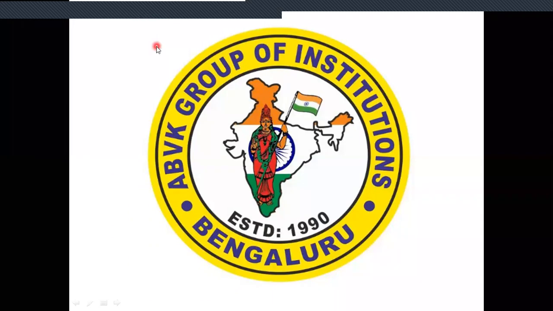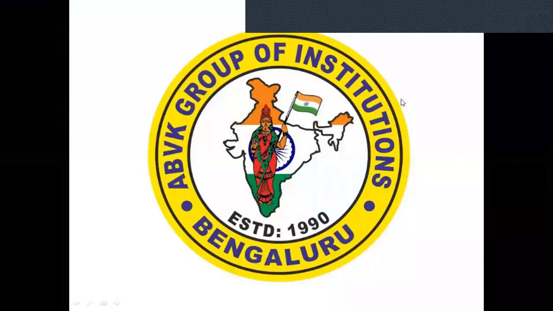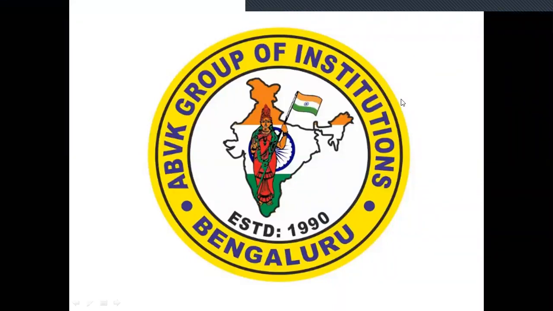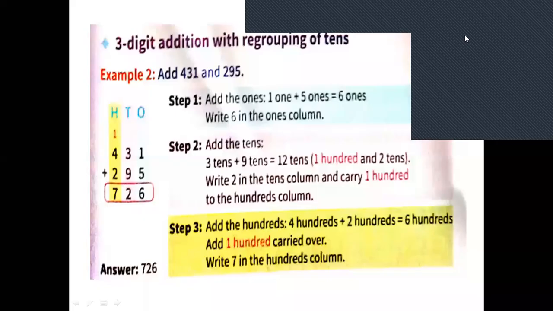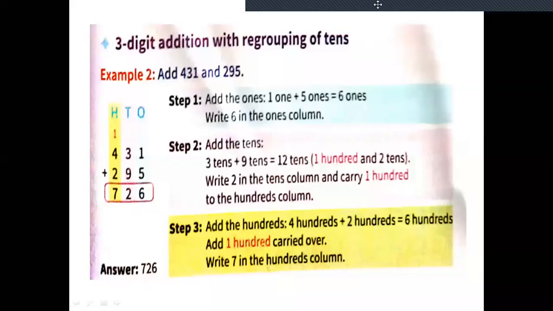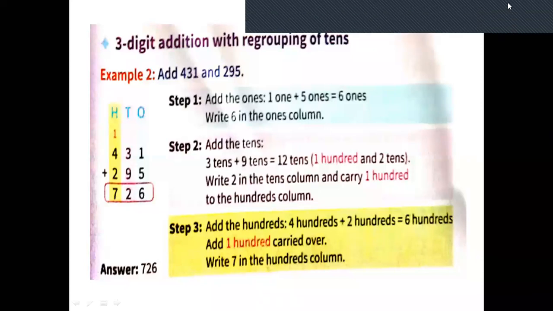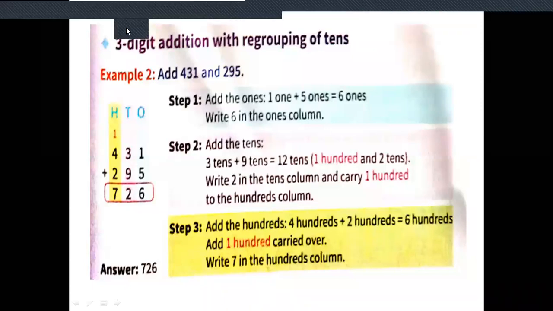Addition of 3-digit numbers. In previous class also we have seen addition with and without regrouping. Today we are going to see 3-digit addition with regrouping of tens. In previous class regrouping of ones we have seen. Today regrouping of tens we are going to see.